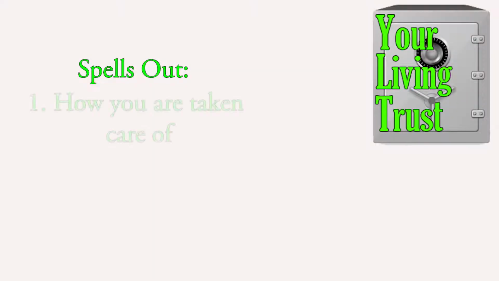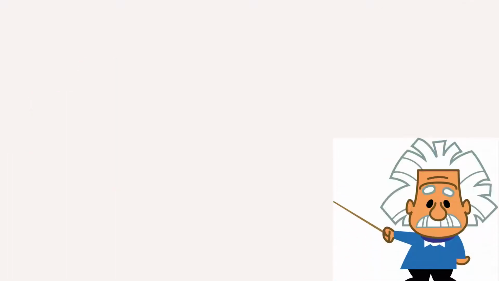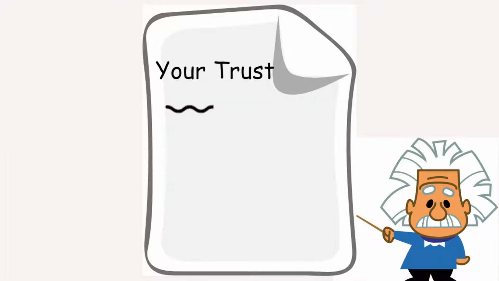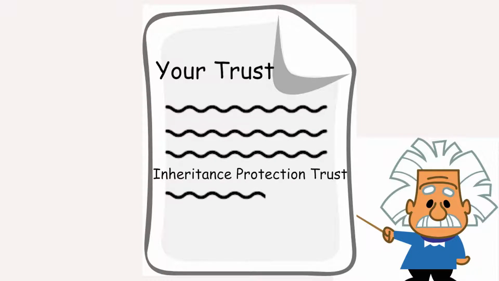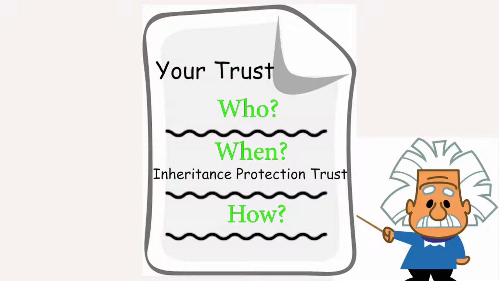little control over. Your living trust spells out how you, or you and your spouse, if you're married, are taken care of during your lifetime. And your trust also spells out to who, when, and how your assets are to be given to your loved ones after you've passed away. Well, the Inheritance Protection Trust becomes a part of the language of your own living trust that spells out the who, when, and how your loved ones receive their inheritance from you.